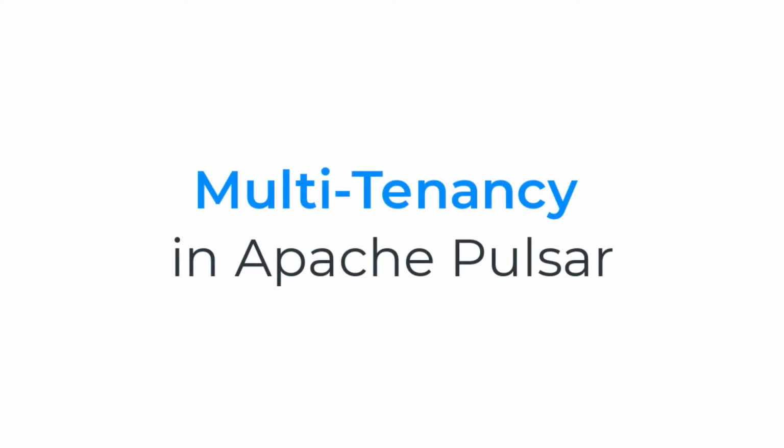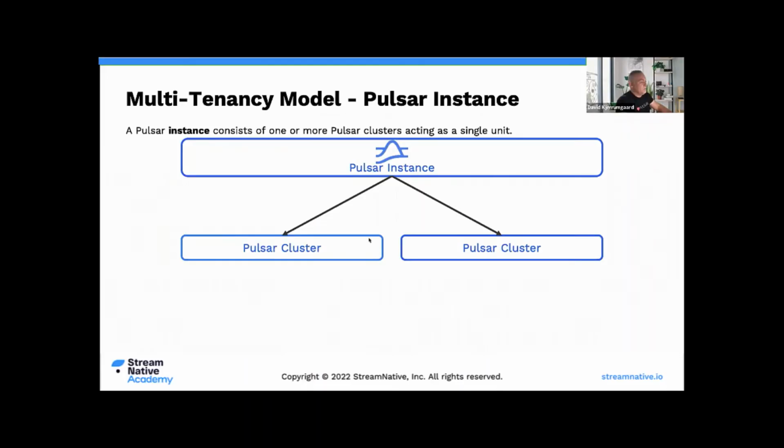So you have a Pulsar instance, and you can have multiple clusters, and all you do is basically add them. So if this one is in a geographical region in the United States, and this one is in Europe, you have an instance that allows you to manage those.